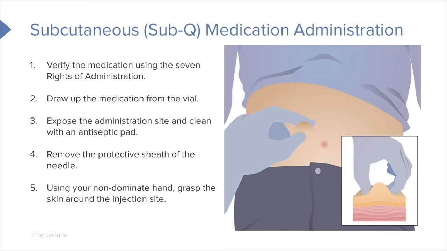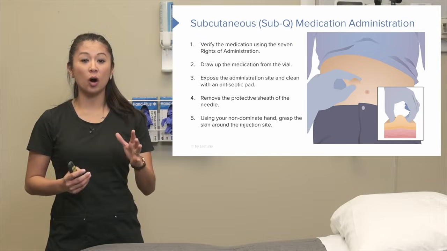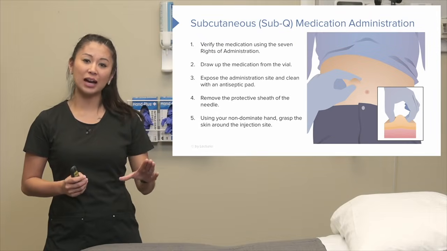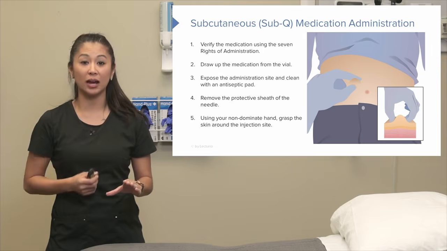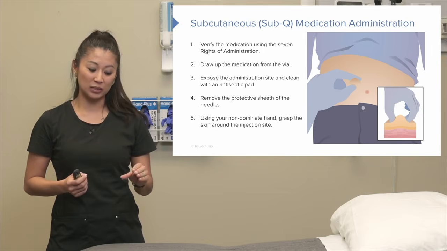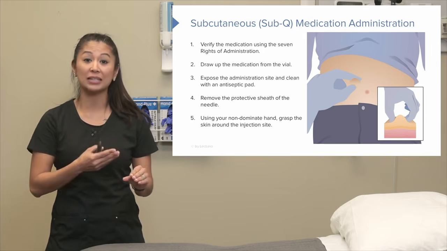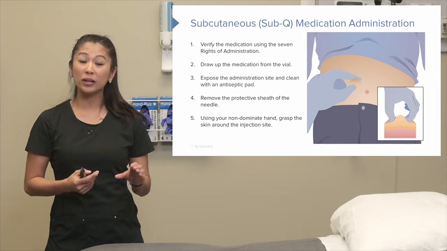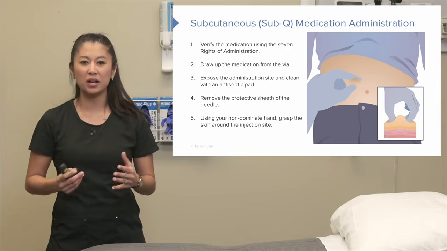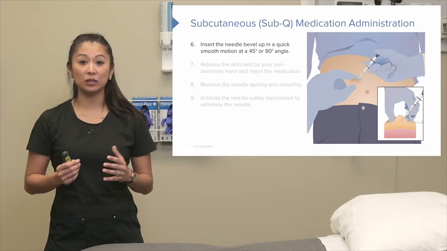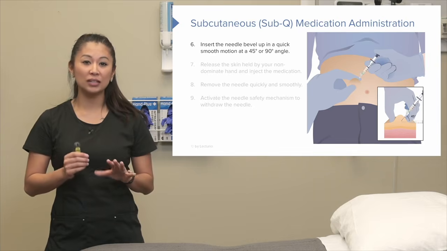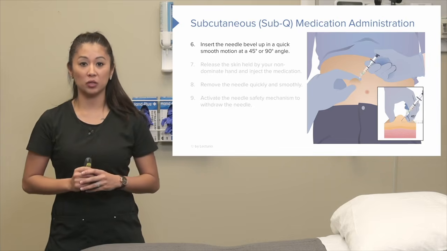So now we're going to use our non-dominant hand and grasp the skin around the injection site. So really here, all we're doing is taking that hand and kind of plumping up the skin to give us a nice surface area to inject. What we don't want to do is pinch really narrow because our hands can get in the way, or pinch really hard because that can be uncomfortable for the patient. Next, we're going to take the needle and inject in a very quick, smooth-like motion.